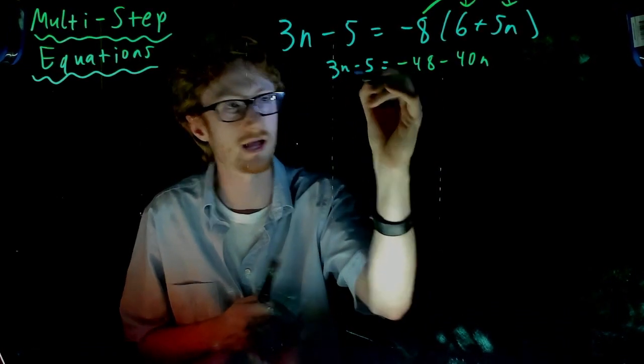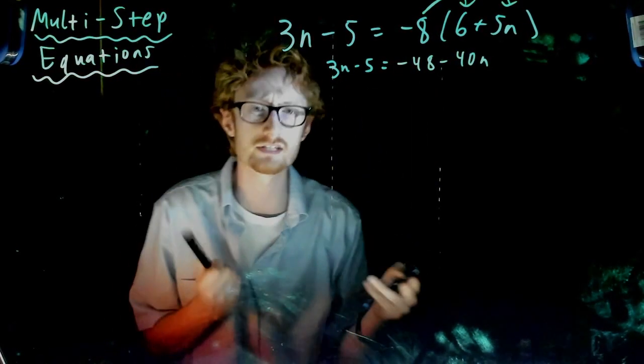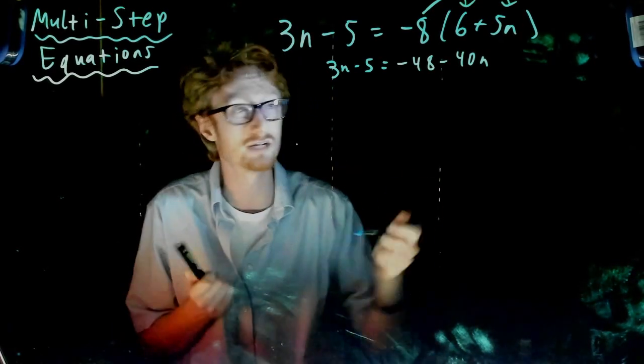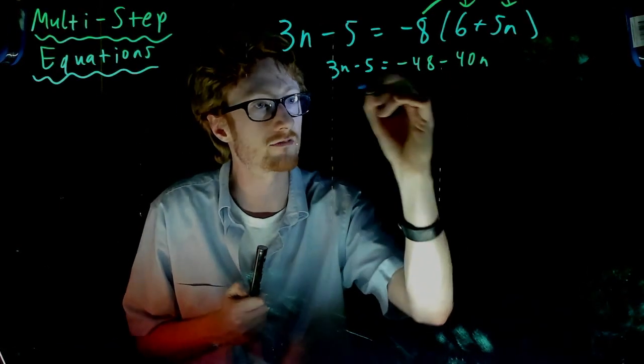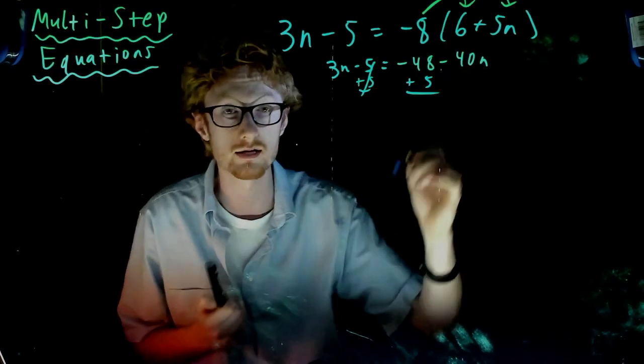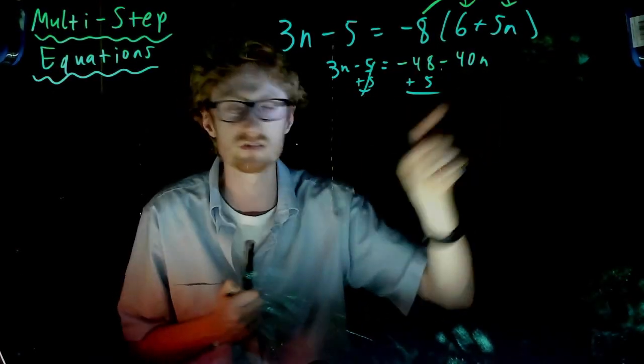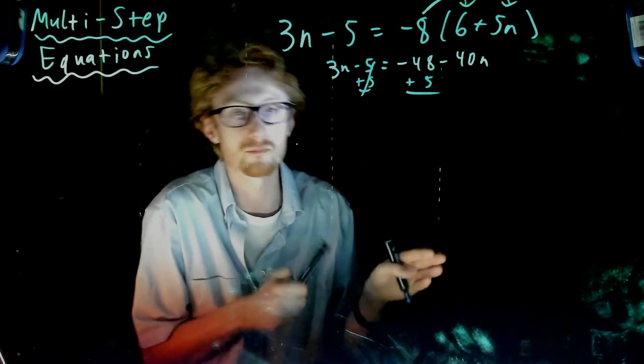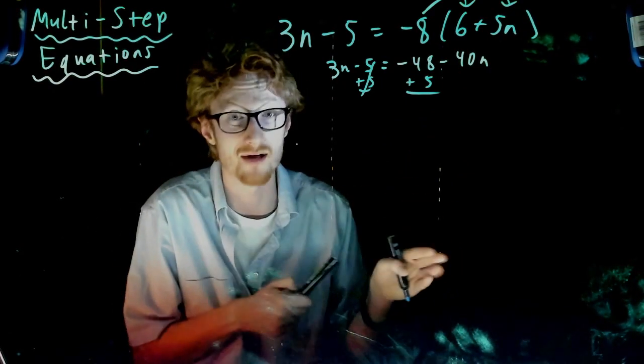And look, remember how I talked about everything kind of turning into very similar types of problems? And this is actually no different. So let's move over the 5 to this side. It doesn't matter what you move over where, okay? I could have moved the 48 over here and the n's over there. I just like my letters on the left and my numbers on the right.